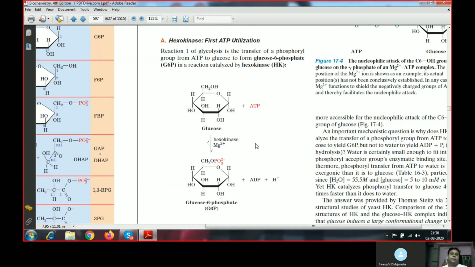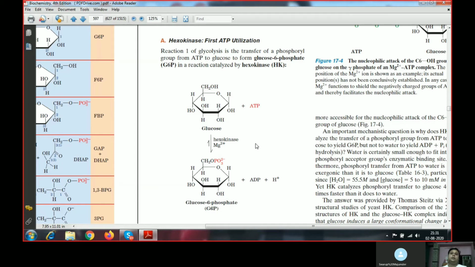Why kinase? Kinase is a type of enzyme that transfers a phosphate group between ATP and a metabolite. So when you are transferring a phosphate group from ATP to a compound, you require a kinase. When you are transferring a phosphate group from a compound to ADP so that you can generate ATP, then you also require a kinase. Why is it called hexokinase?